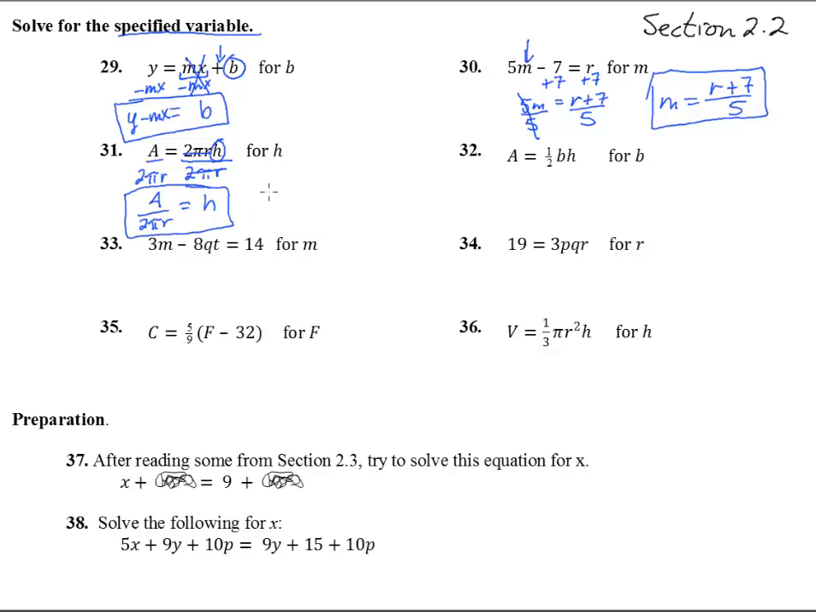Good. Number 32. We're going to try to get b by itself. So here's the b right here. So we have to get rid of this 1/2, and we have to get rid of that h. Let me see. How do we get rid of a 1/2? If we divide off by 1/2, that's the same as timesing by 2 over 1. So we have 2a equals, that guy's gone, bh. So now we got to get rid of that h. It is multiplied, so we divide by h, and we get b equals 2a over h.